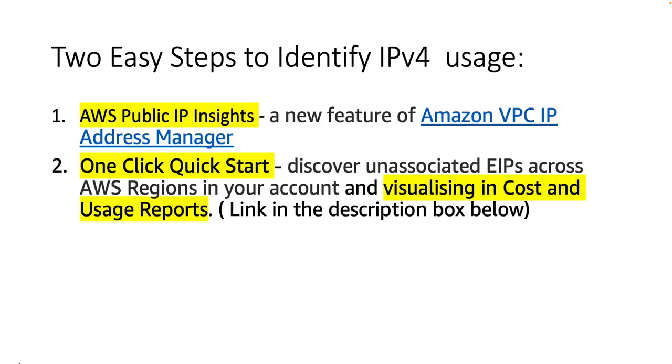These are the two easy and effective ways for you to identify your IPv4 usage on AWS and take actionable steps in order to further optimize your IPv4 usage. Stay tuned for the next video, where I explain the best practices and alternatives to designing and taking architecture decisions while you're considering Elastic IPv4 addresses.